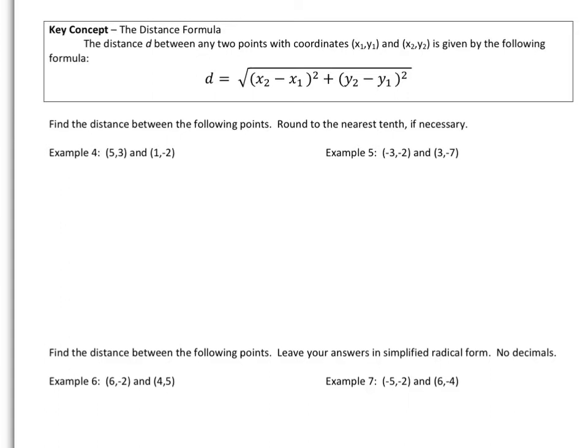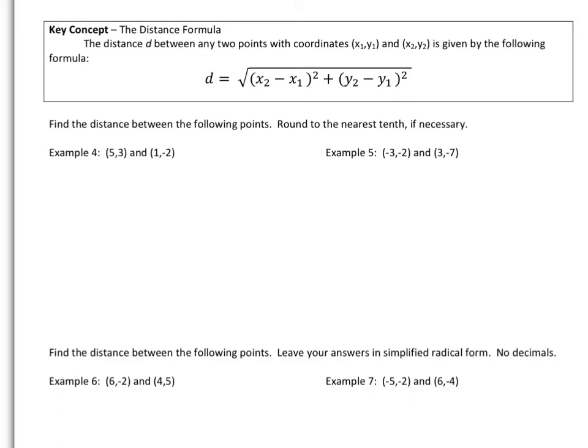So 2 coordinates given, and the formula reads that you would take the root of the differences of your x values squared plus the differences of your y values squared. So where the midpoint found the average by adding the x's and dividing by 2, the distance formula finds the difference between the x's and the y's, and then they square those differences.